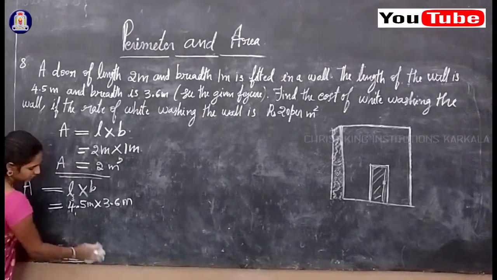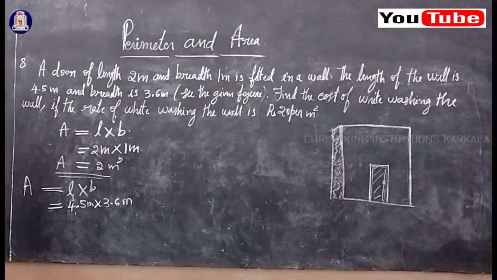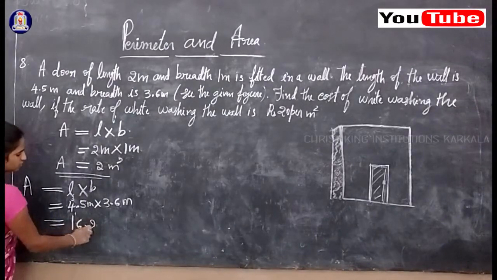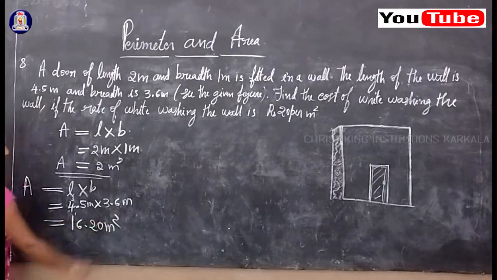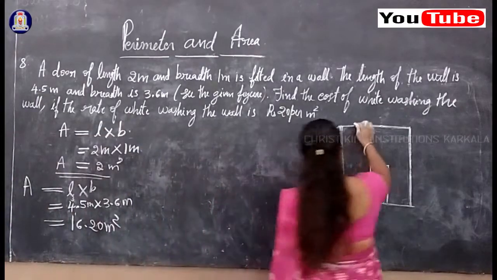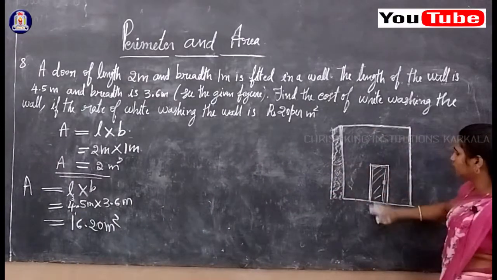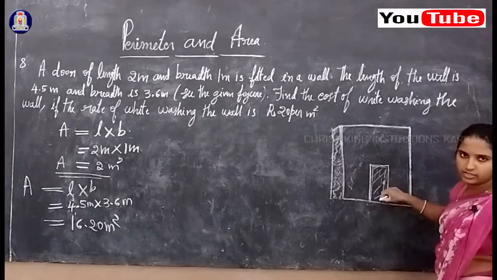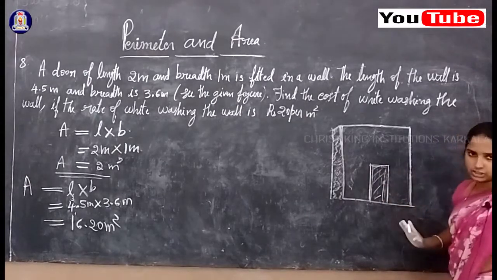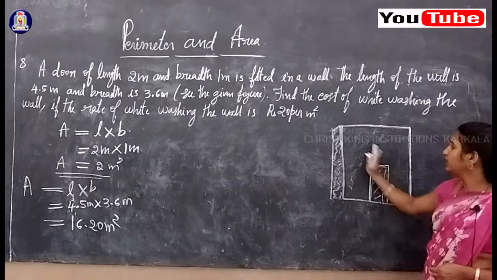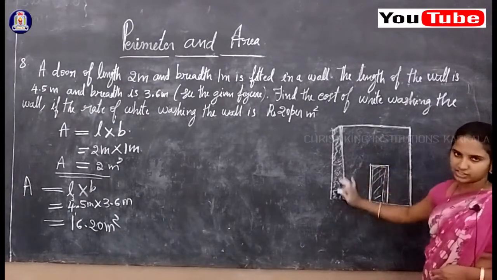That is the area of wall. Area of wall is 16.20 meter square. Now I got the area of the wall in full, including the door, and we also got the area of the door. While whitewashing, we will not include this door part, only the remaining part will be whitewashed, isn't it?